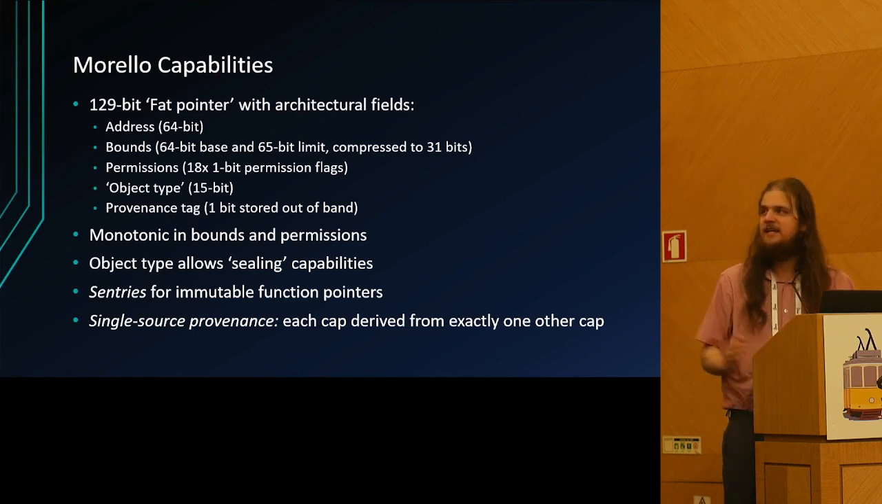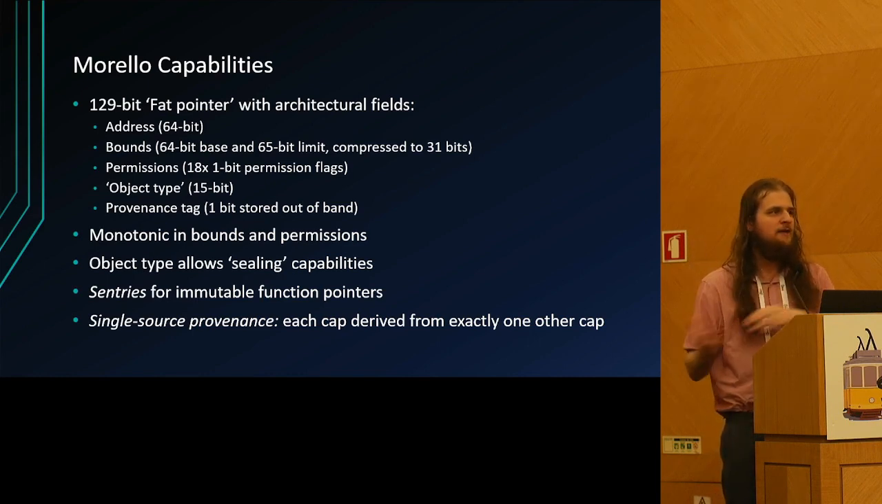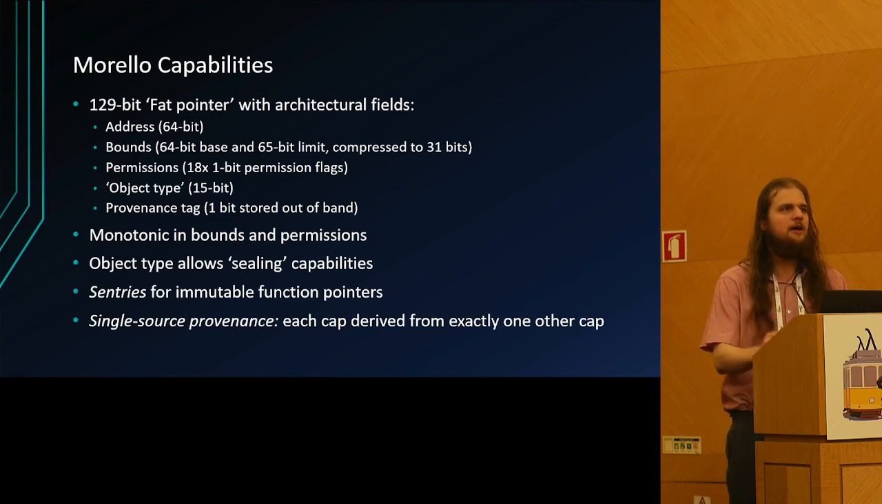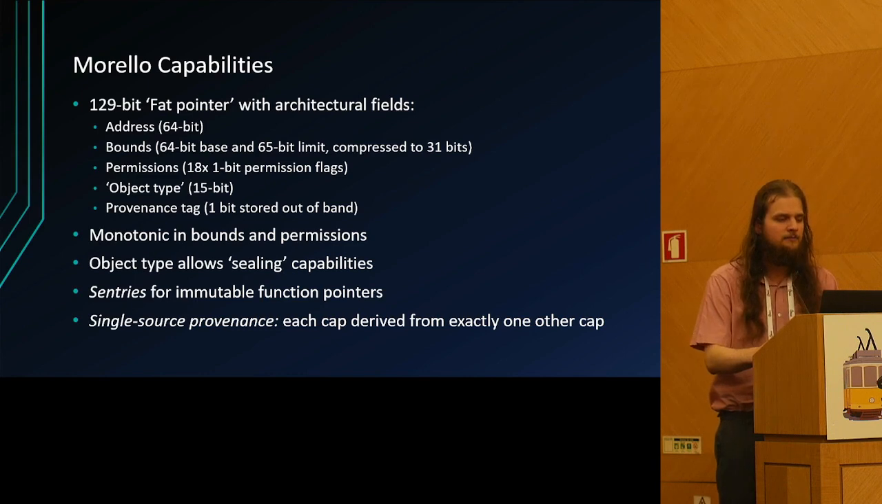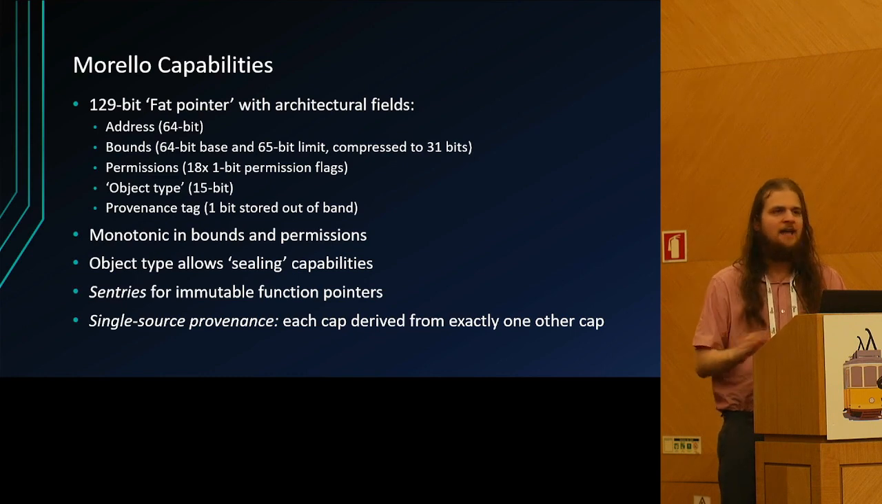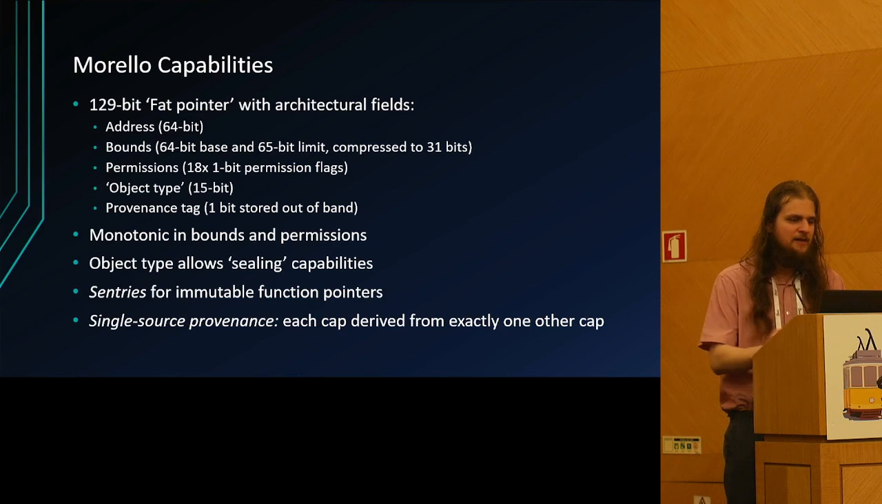There's a guarantee of monotonicity, so anytime you want to create a capability, you have to derive it from an existing capability by narrowing the bounds or permissions. If you try to increase the bounds or permissions or otherwise do something that violates the rules of deriving capabilities, it will clear the tag, and a capability with a cleared tag cannot be used for anything. It just winds up effectively being an integer.